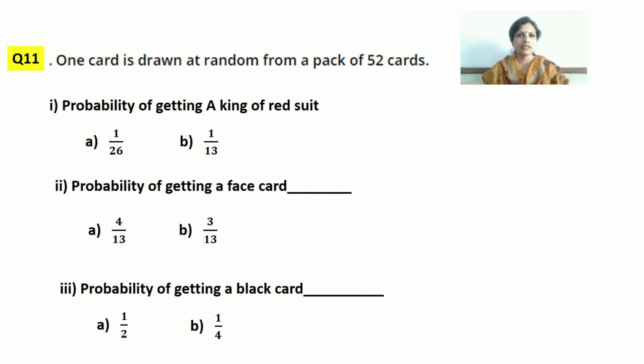There are 2 kings, one of diamond and one of heart. So probability will be 2 upon 52, and 2 upon 52 is 1 upon 26. So A is the correct option.